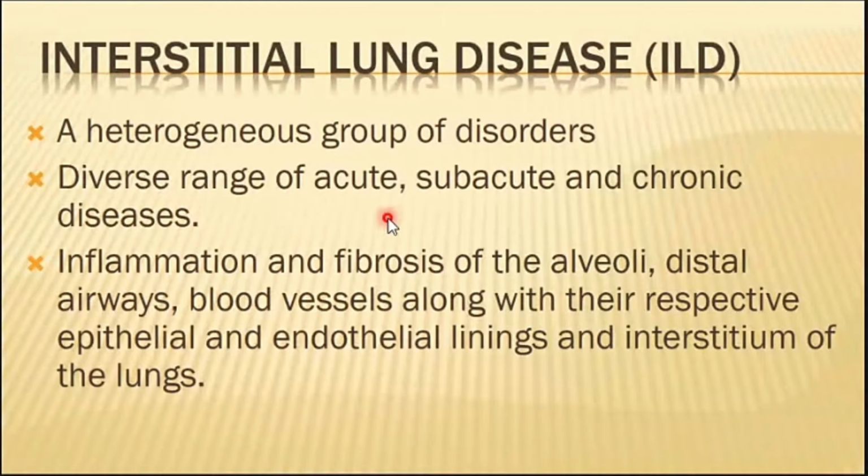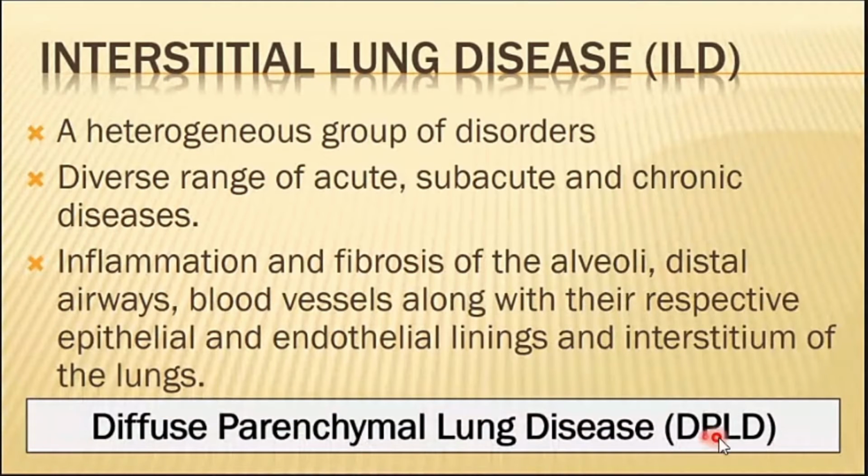So the main pathology is that there occurs inflammation and fibrosis of the alveoli, distal airways, blood vessels along the respective epithelial and endothelial linings, and also the interstitium of the lung. Because they also involve your airways and blood vessels, not just the interstitium, these diseases are also synonymously called DPLD or diffuse parenchymal lung diseases. So this and this can be interchanged. In fact, this is the newer term and this is the older and broader term.